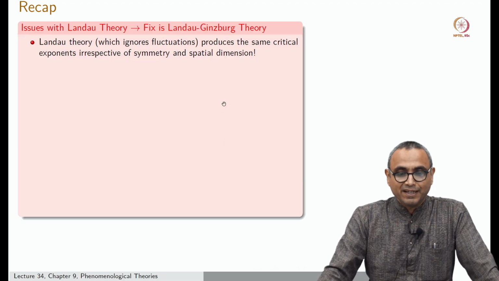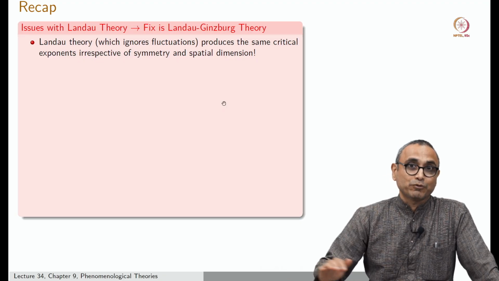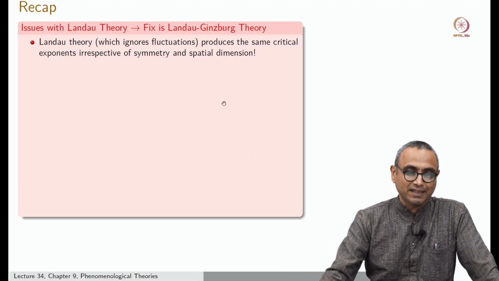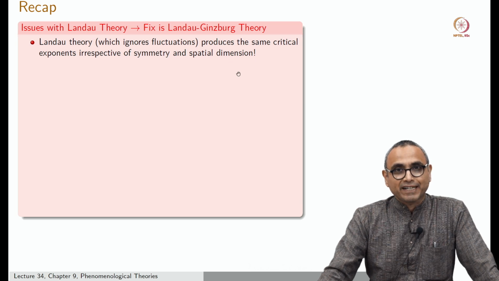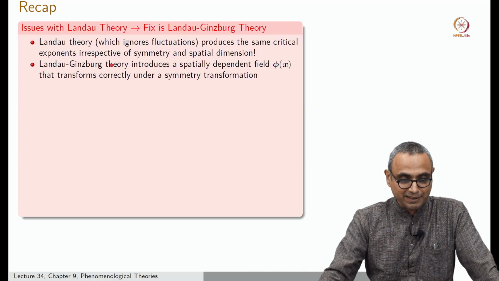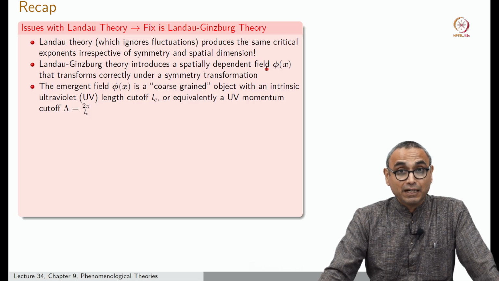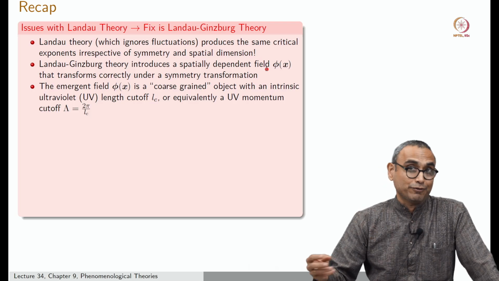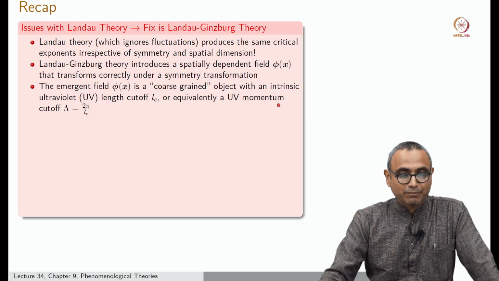the Ginzburg-Landau theory. The central input into Ginzburg-Landau theory is the fact that we have to include fluctuations both in space and thermal fluctuations. And the problem we are trying to address is the fact that Landau theory gives the same critical exponents irrespective of symmetry and spatial dimension. So we introduced the space dependent field phi of x, which transforms correctly under the symmetry transformation, and the emergent field phi must also be sensitive to the fact that there is some ultraviolet cutoff or some momentum cutoff which is given as inverse of this space cutoff.